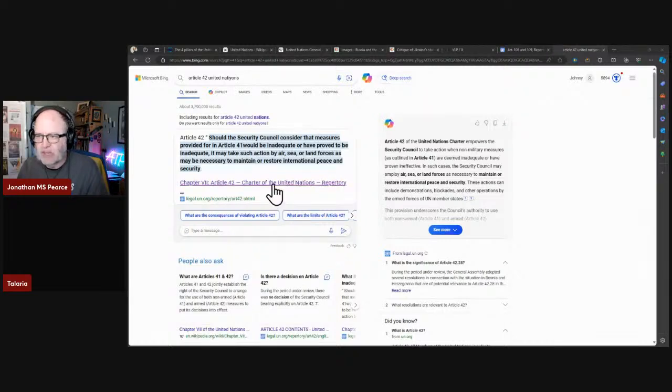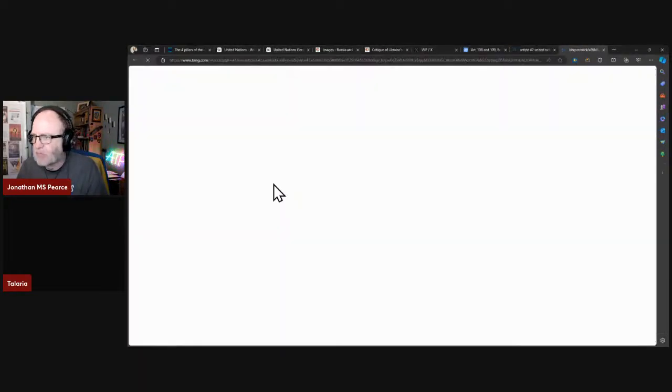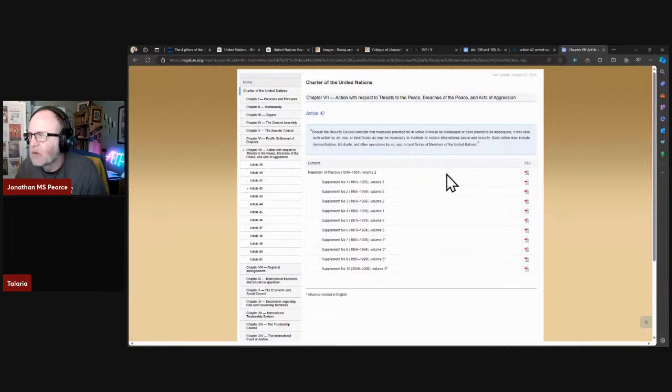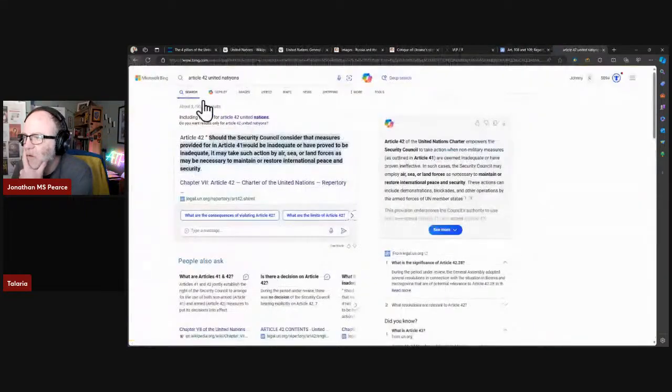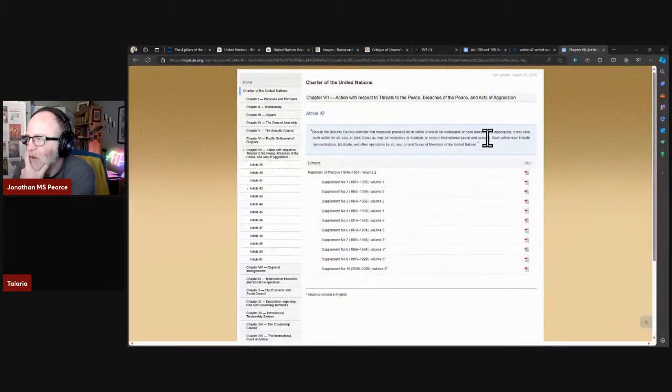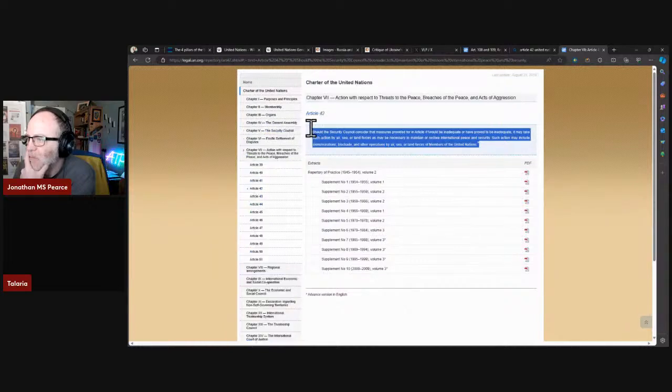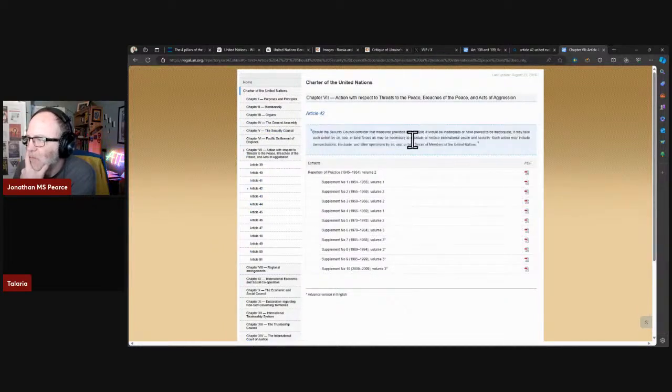That seems pretty clear. And then it continues on. If you look at the right-hand side, because you read that only had half of the article in it. On the right-hand side, these actions include demonstrations, blockades, and other operations by the armed forces of UN member states. Absolutely. The Security Council has unlimited ability to use force to intervene.